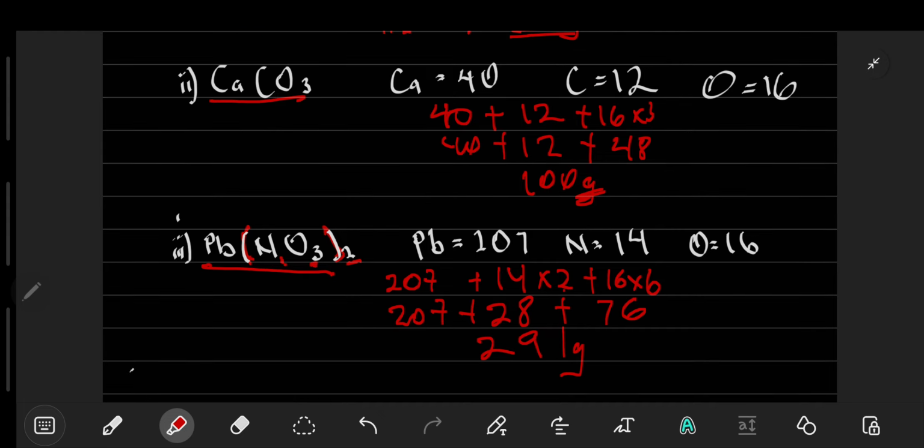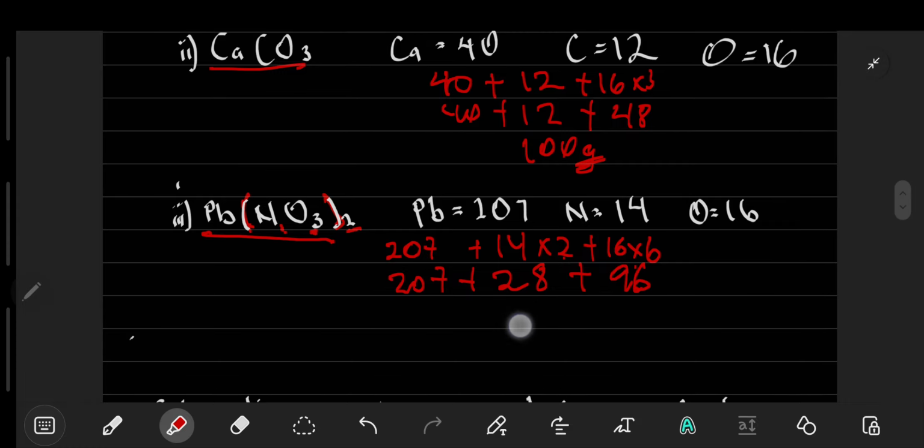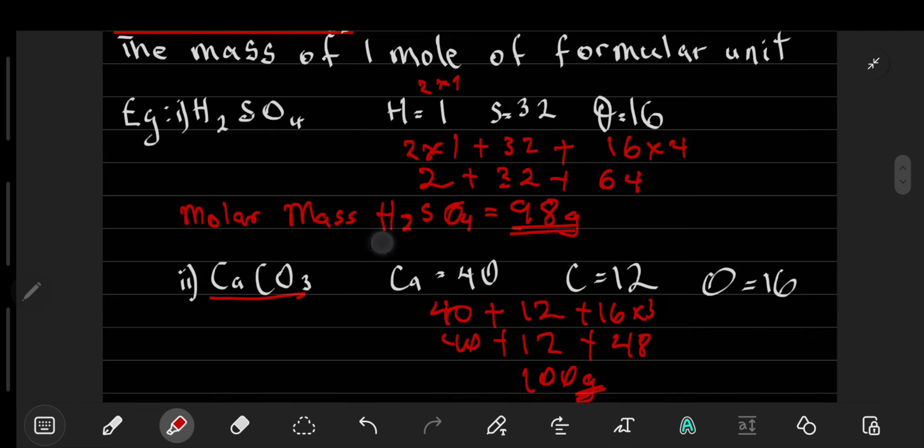Okay, I think I made some mistake here. Let me correct myself. So this would give us 28, and 16 times 6 would give us, I think this is supposed to be 96. Okay. So going on, when we sum everything up, our answer would be 331 grams.